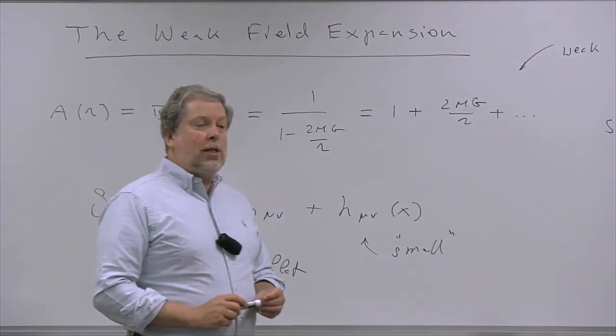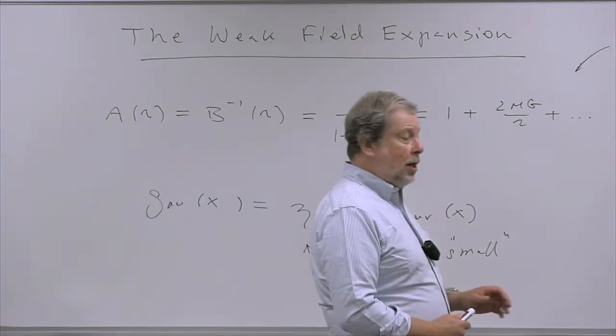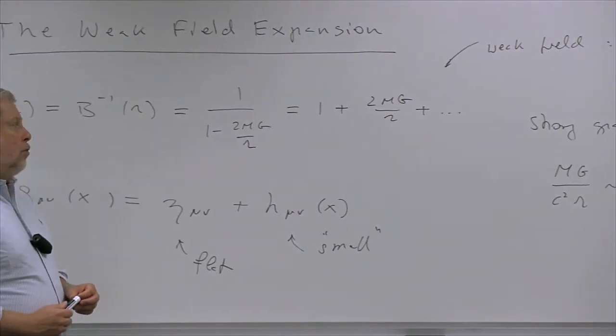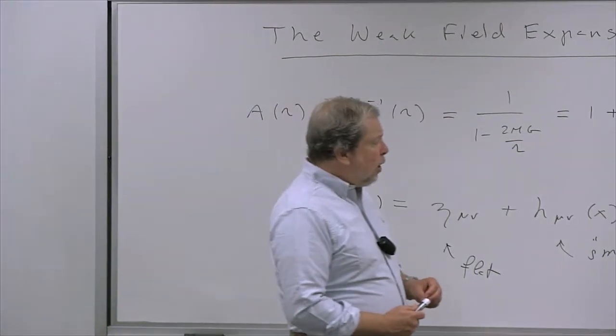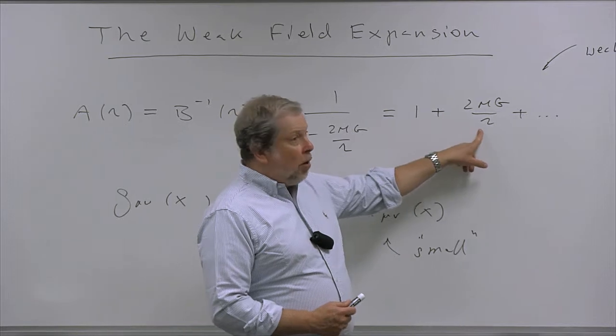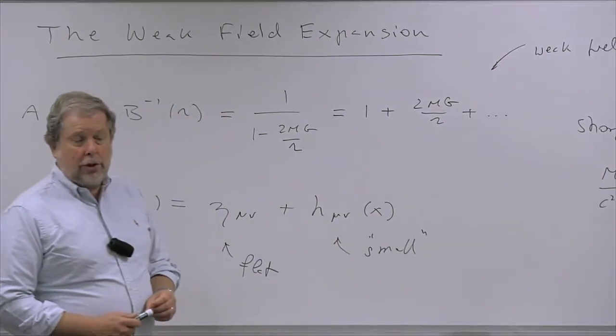Nevertheless, it could be a starting point to try to understand what is going on, but it's not necessarily reliable. The other thing perhaps that is useful to point out at this point is that if you look at the weak field expansion, you're expanding in this small field, and the small field in this case, of course, is this 2mG over r correction.